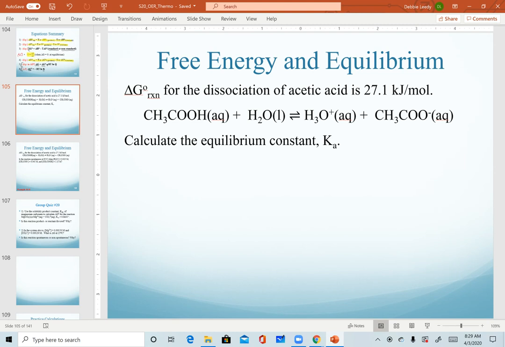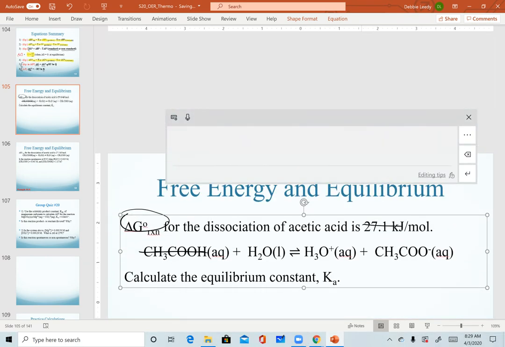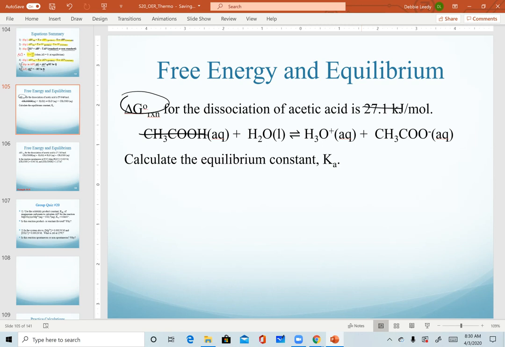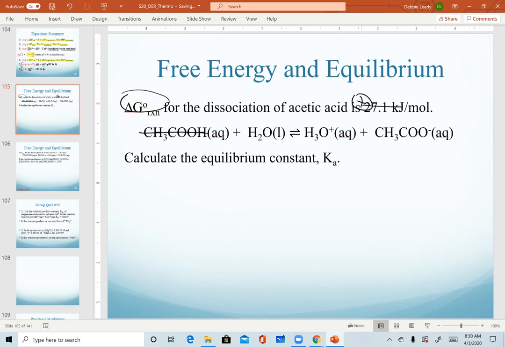And so I wanted to go through a practice calculation using the equations we have not used yet. In this question, we are given delta G naught for the dissociation of acetic acid. So here we have the dissociation equation. Should look familiar, it's just an acid reaction. We are given a value of 27.1 kilojoules per mole, and realize that it's implied to be a positive value, even though the positive is not written in here. So pluses don't have to be written with values, by the way. And we're asked to calculate our equilibrium constant.